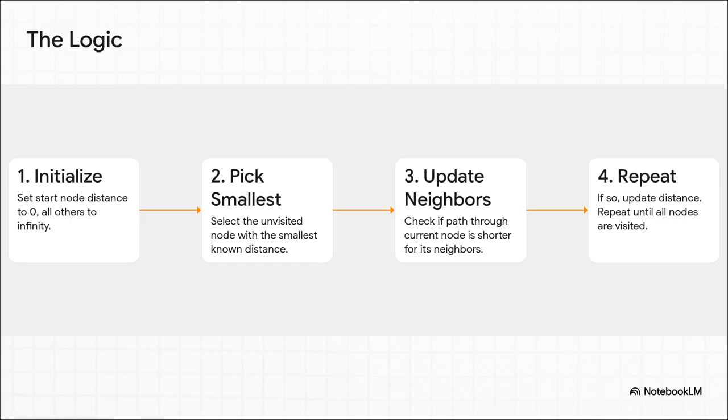Always pick the unvisited place with the smallest known distance from the start. From there, you look at its neighbors and ask, hey, is it shorter to get to you through the spot I'm at? If the answer is yes, you update its distance. And you just keep doing that over and over, always expanding from the closest point you're sure about.